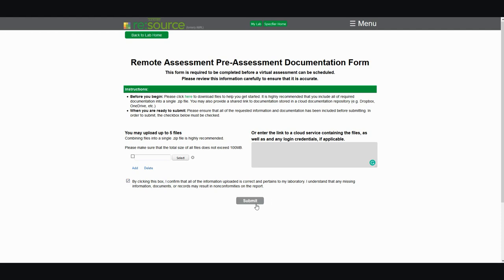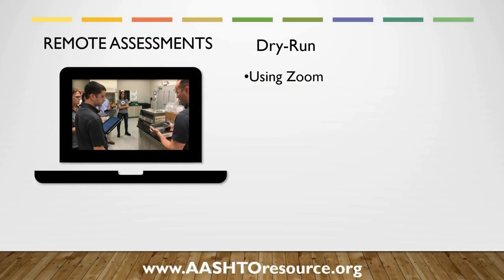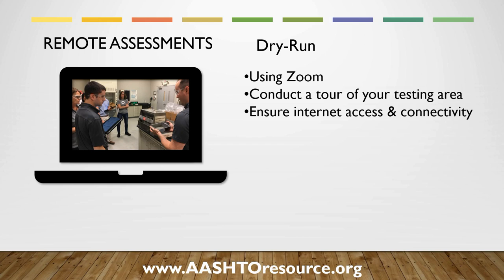Once we approve your application, a representative from AASHTO Resource will contact you to discuss scheduling your remote assessment. Before the remote assessment begins, your assessors will schedule a dry run with you using Zoom. You and your team will provide a tour of your laboratory facilities to the assessors at this time. This dry run will be a time for us to ensure that you have internet capabilities in all parts of your testing facilities and that the audio and video will be acceptable during the assessment.